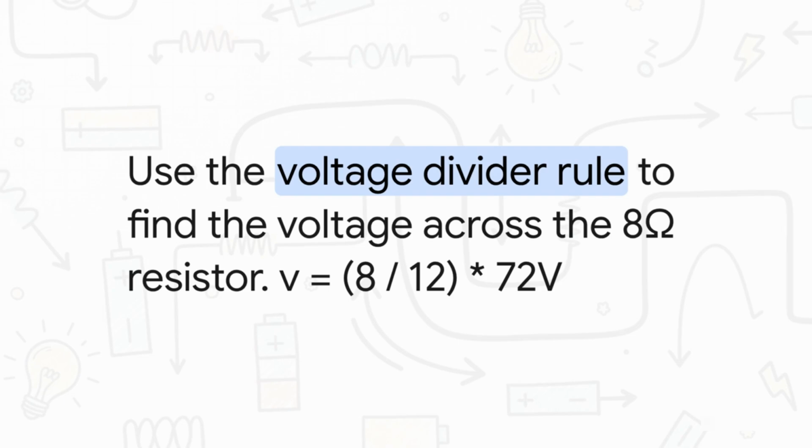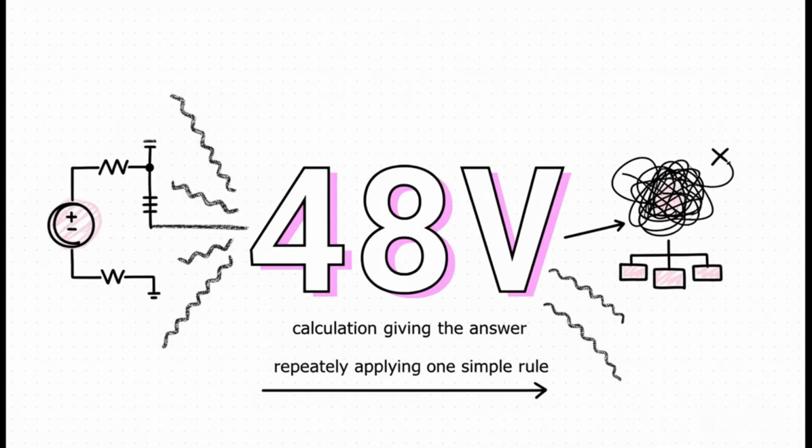The voltage across our target 8-ohm resistor is going to be its resistance divided by the total resistance in the loop, all multiplied by our 72-volt source. You run the numbers, and there's our answer. 48 volts. We did it. By just repeatedly applying one simple rule, we were able to solve a problem that would have been a whole lot messier with any other method.